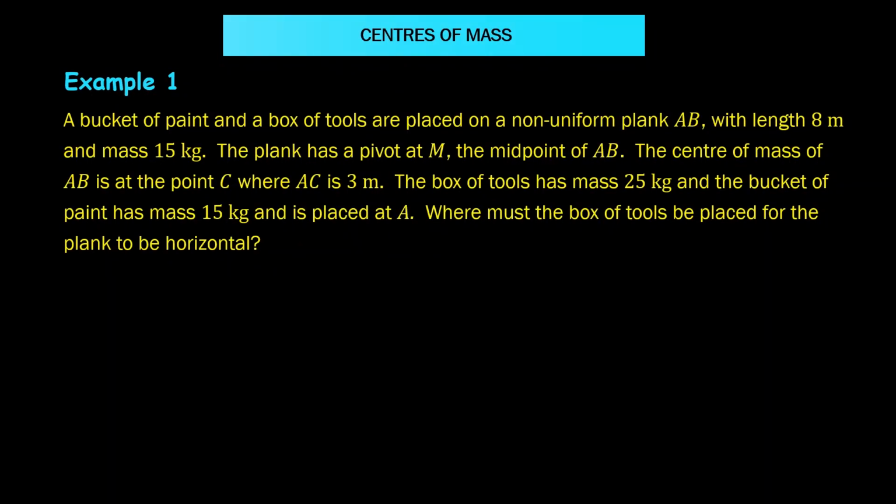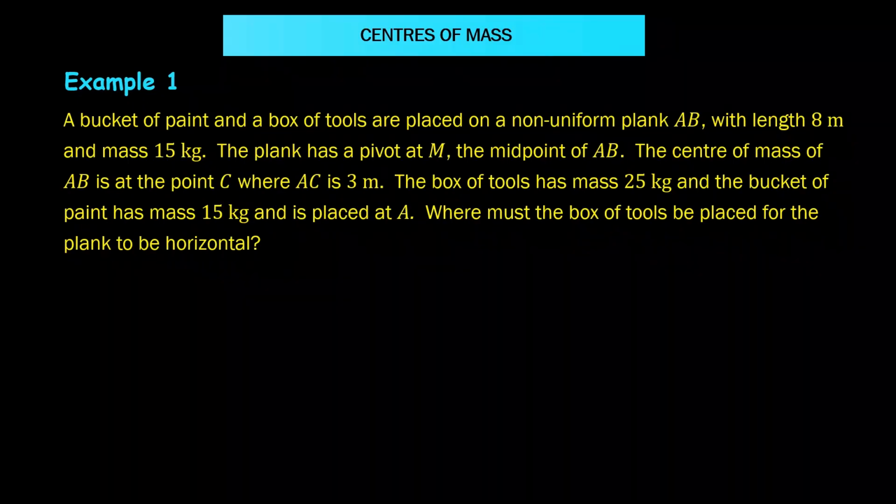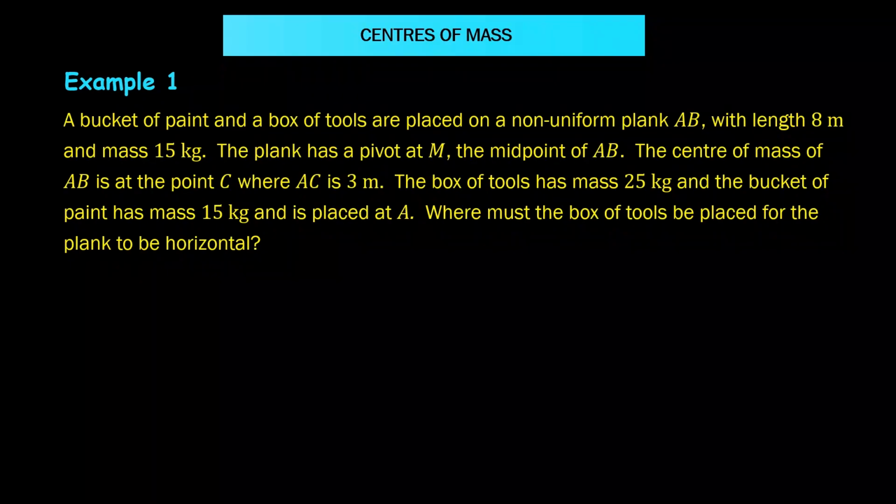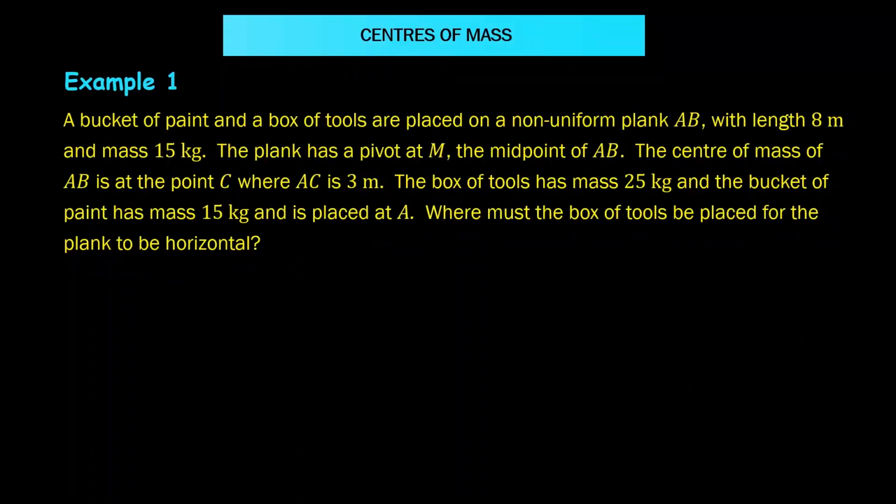A bucket of paint and a box of tools are placed on a non-uniform plank AB with length 8 meters and mass 15 kilograms. The plank has a pivot at M, the midpoint of AB. The center of mass of AB is at the point C, where AC is 3 meters. The box of tools has mass 25 kilograms and the bucket of paint has mass 15 kilograms and is placed at A. Where must the box of tools be placed for the plank to be horizontal?